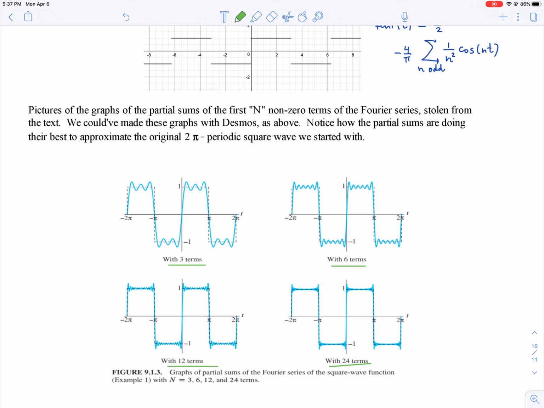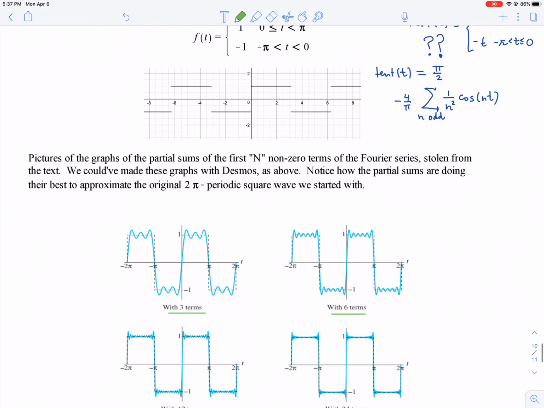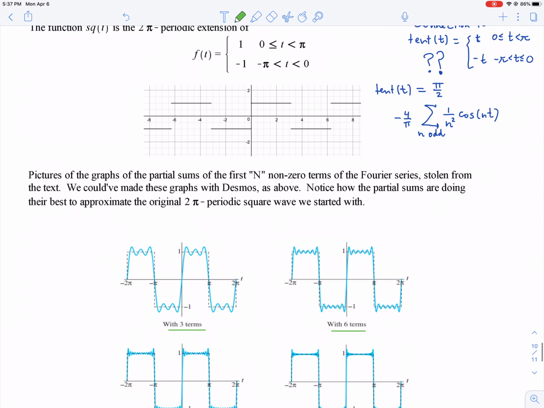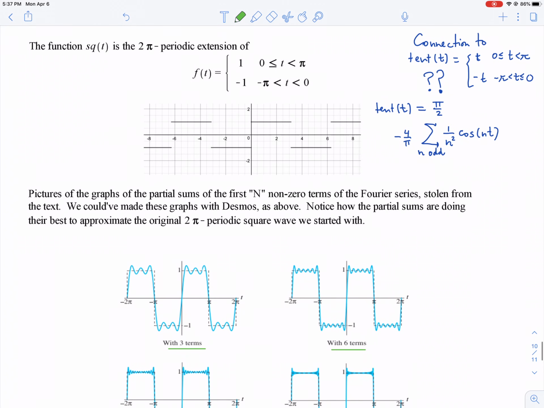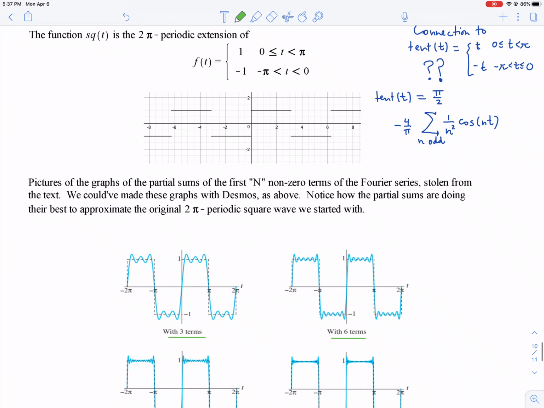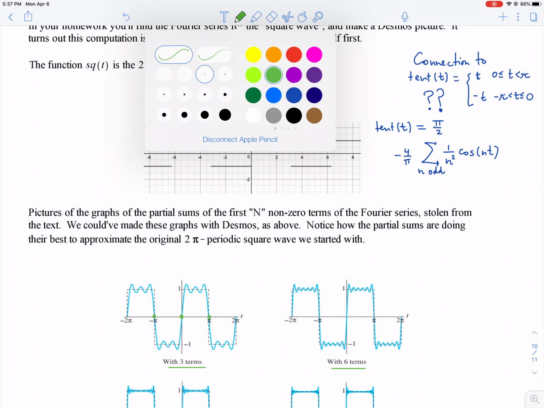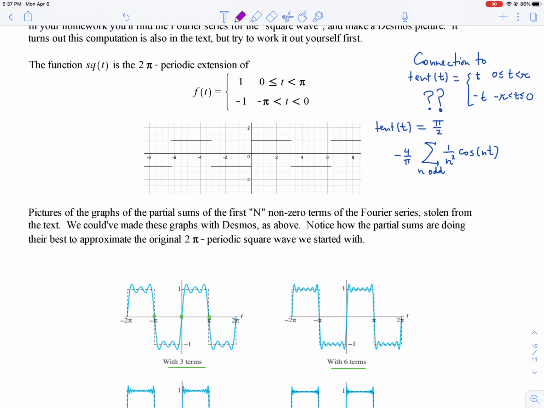In terms of pointwise properties, at every t which is not a multiple of pi, the approximations are converging either to plus 1 or minus 1. And at the jump points, they're converging to the average of the left and the right-hand limits of the original square wave. And in fact, in the next lecture, we're going to talk about differentiating and integrating Fourier series.